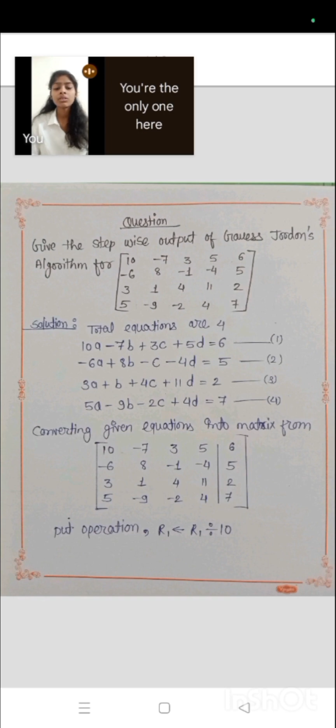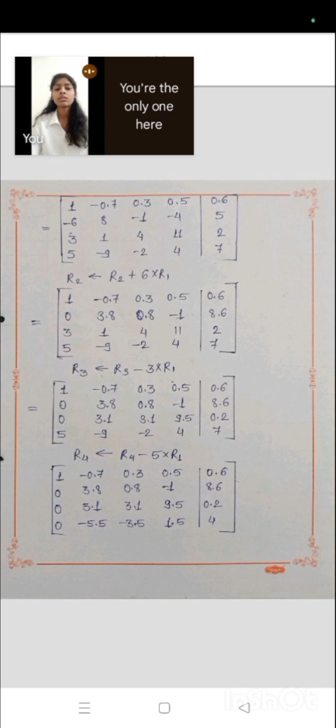So here you see row 1, so row 1 divided by 10. 10 divided by 10 is equal to 1, minus 7 divided by 10 is minus 0.7, and 3 divided by 10 is 0.3. 5 divided by 10, so here we write 0.5, and 6 divided by 10, so here we write 0.6. So this changed row 1 we write here, and the row 2, row 3 and row 4 values we write as they are.